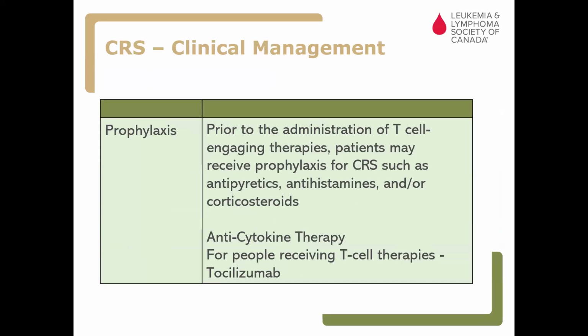So for the clinical management of CRS, for prophylaxis, prior to the administration of T-cell engaging therapies, patients may receive prophylaxis for CRS, and these may include antipyretics such as Tylenol, antihistamines, as well as corticosteroids. This often varies throughout institutions as well as depending on what type of T-cell engaging therapy is used. Anti-cytokine therapy is integral in the treatment of CRS. And for people receiving CAR T-cell therapies, this is where your tocilizumab comes into play.